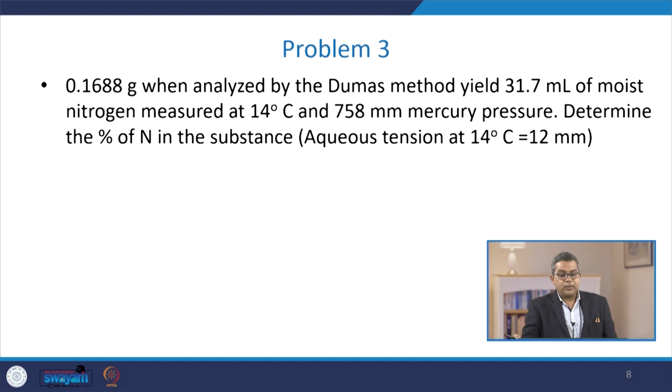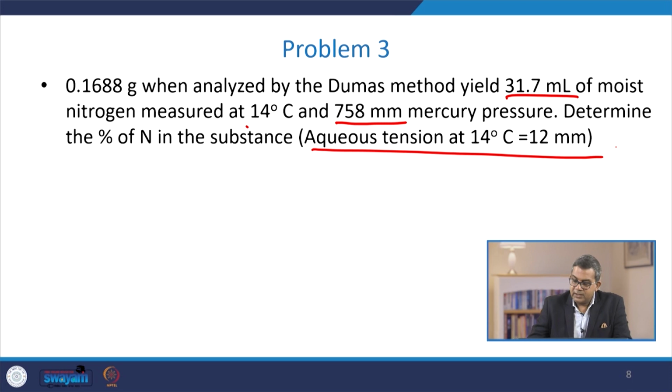Now let us take another problem that is related to the Dumas method. So 0.1688 gram when analyzed by the Dumas method yields 31.7 ml of moist nitrogen measured at 14 degrees Celsius and 758 mm of mercury. Now you need to determine the percentage of nitrogen in the substance. It is given that the aqueous tension at 14 degrees Celsius is equal to 12 millimeter.